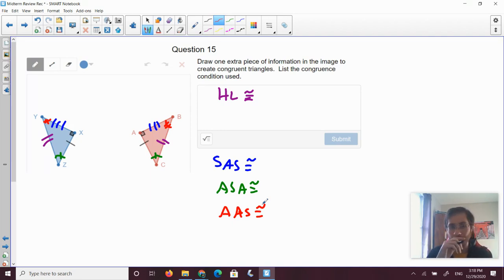So we talked about them as puzzles. So it's trying to say, hey, if you choose the right piece, you have to find out where it actually connects in the triangles as a whole. In this case, the only one we could not do was SSS because we don't have 3. We can't draw 2 extra pieces of information. We'd have to have both the blue and the purple to do SSS. So we couldn't do that one with just 1 extra piece. So that's how that one goes.